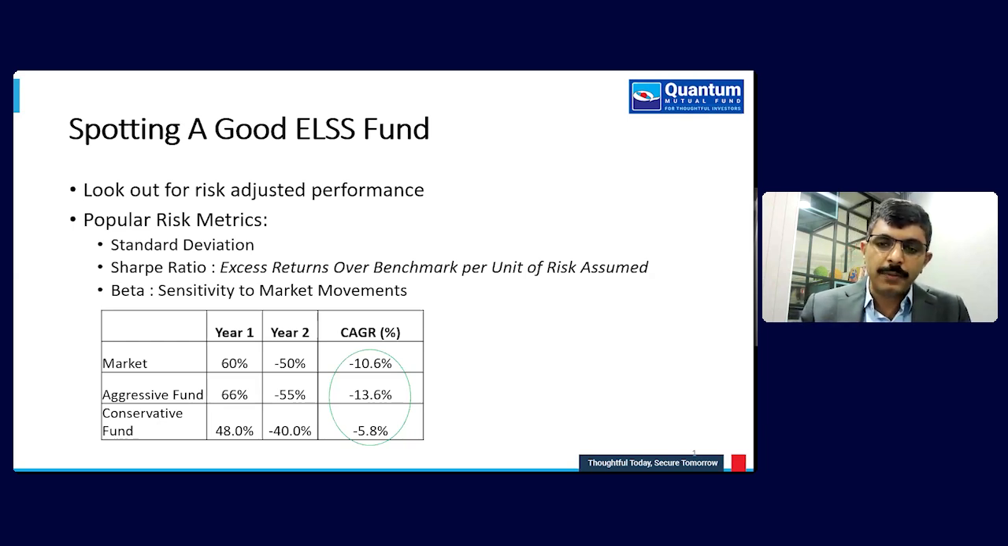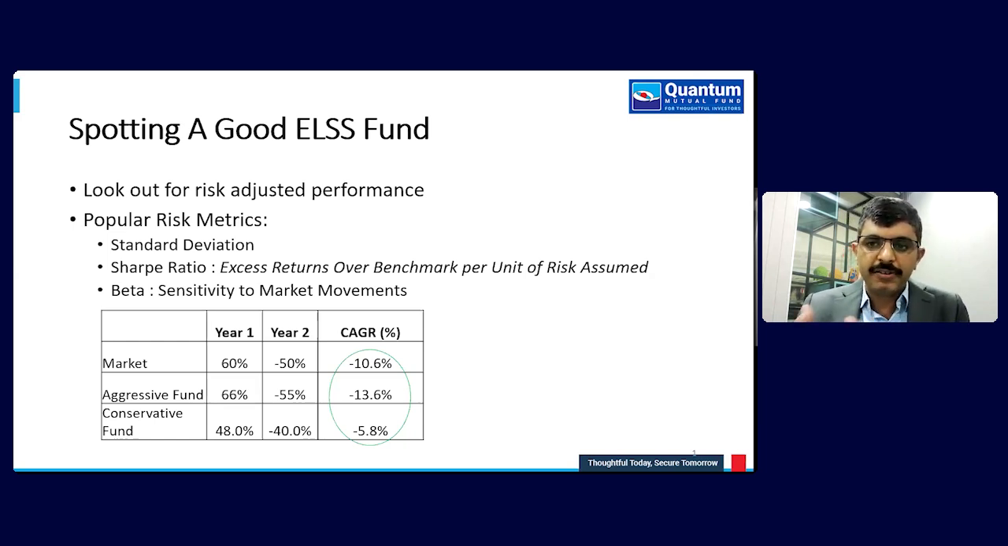Another popular metric which investors can use is the Sharpe ratio. The Sharpe ratio indicates the excess return which you are earning over the benchmark per unit of risk which the investor assumes. So if you score a Sharpe ratio of more than 1, it indicates that for the extent of risk you are assuming, the excess return which you are bagging is on the positive side.